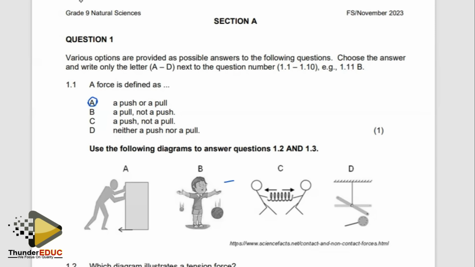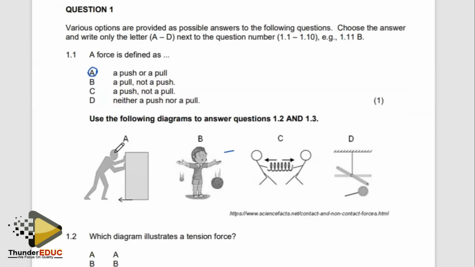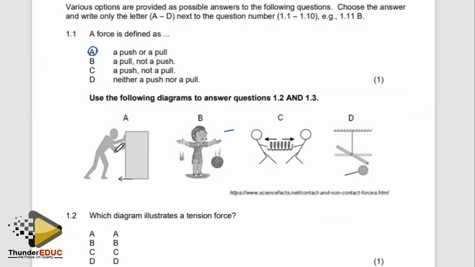Right, now we'll move on to the next question. Use the following diagram to answer questions 1.2 and 1.3. In A, we are seeing a man pushing a box. In B, a boy is throwing the ball down, so that one is gravitational force. In C, we have two people pulling apart a spring. Then we have D.